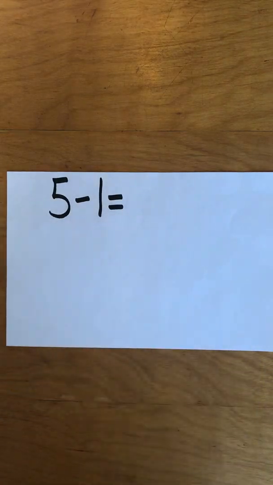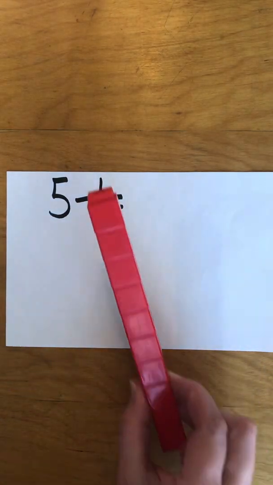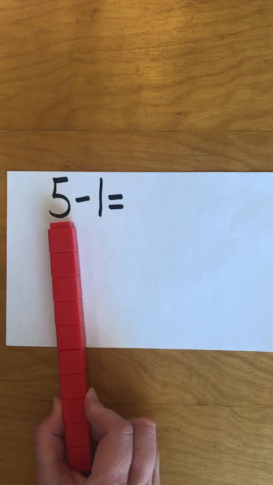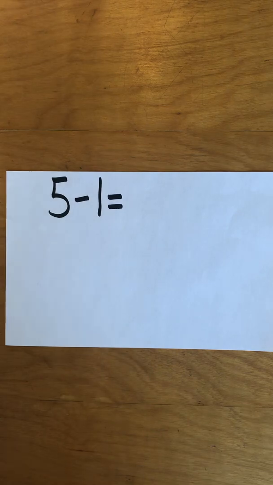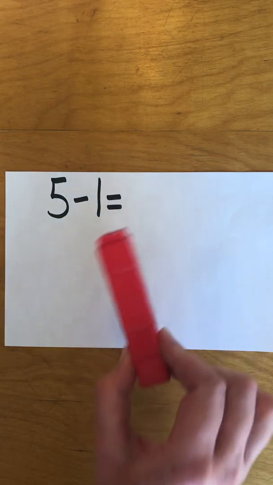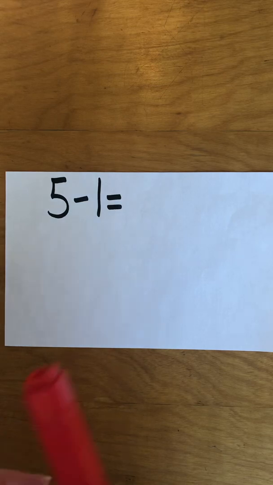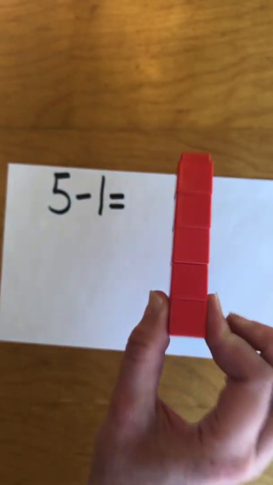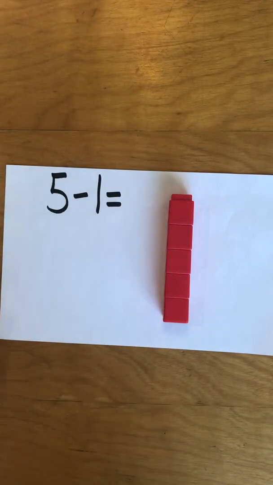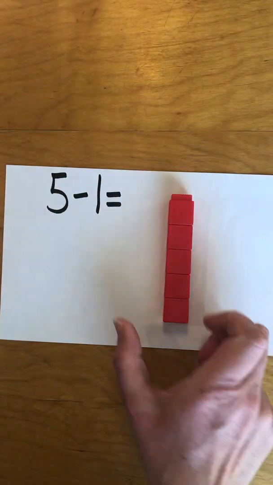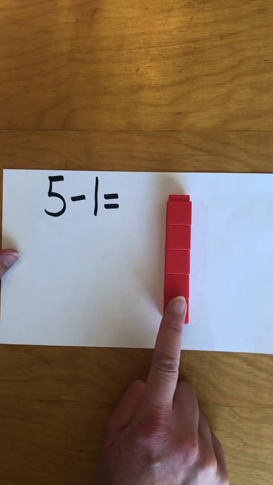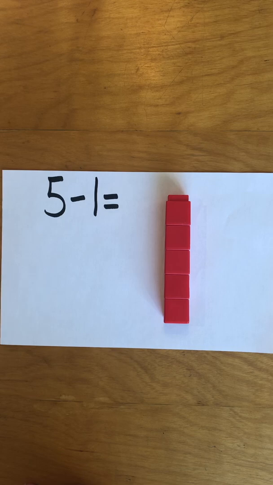Here's the next problem. And this time, we're going to build it with cubes. We're going to make 5 and take away 1. So make 5, whoops, 1, 2, 3, 4, 5, yep. Make 5 with your cubes. We can put it here. You can leave them in a stack. You can break them up. Either way is going to work. You decide what is best for your brain to help you solve this problem.